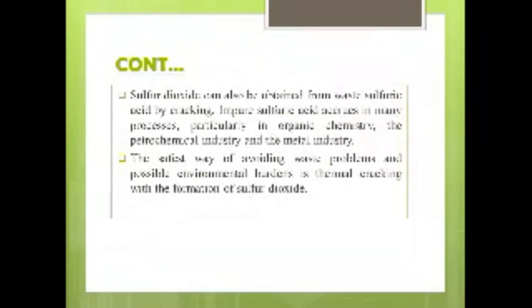So, sulfur dioxide can also be obtained from waste sulfuric acid by cracking. Impure sulfuric acid occurs in many processes, particularly in organic chemistry, the petrochemical industry, and the metal industry. The safest way of avoiding waste problems and possible environmental burdens is thermal cracking with the formation of sulfur dioxide.